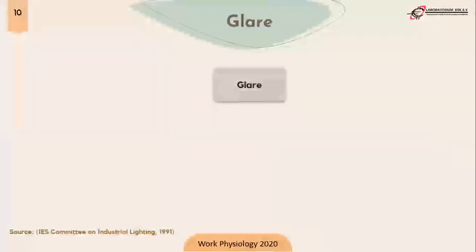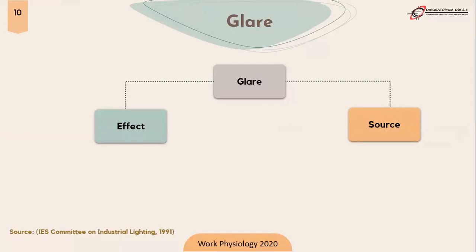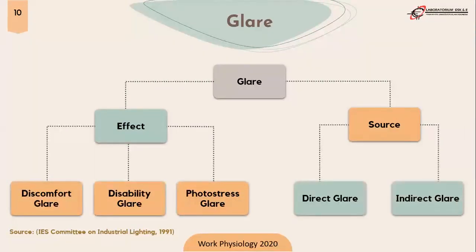Then, next we will get to know glare. Glare is a stimulation produced by the luminance or brightness in the visual area, which is large enough that the eye can adjust. Based on the source, glare can be divided into two.